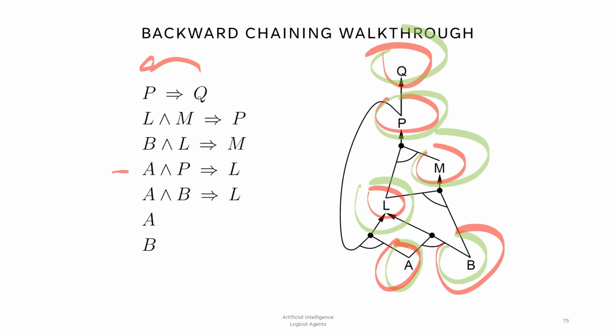So once you get down to A and B, does it basically just turn into forward chaining, but directed towards Q?